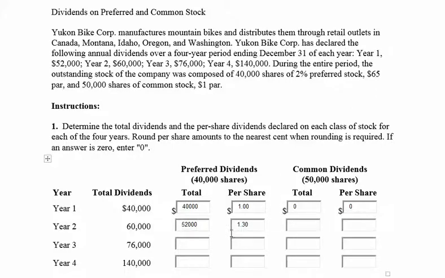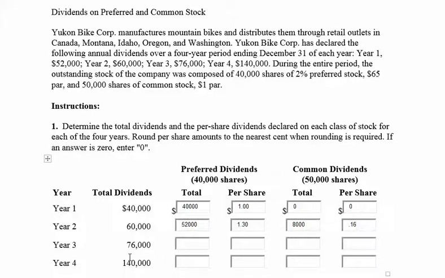So in year 2, $1.30 a share goes to the preferred stockholders, so the total we would pay them is $52,000. That means there's $8,000 left for the common stockholders, and there are 50,000 shares of common outstanding, so $8,000 divided by 50,000 shares is 16 cents. If you owned 1,000 shares of common stock, you would get 16 cents times 1,000, which is $160. As opposed to if you owned 1,000 shares of preferred stock, you'd get $1,300 in dividends.